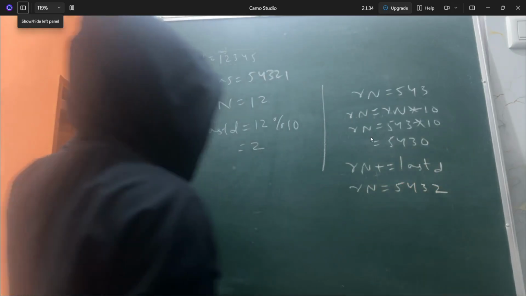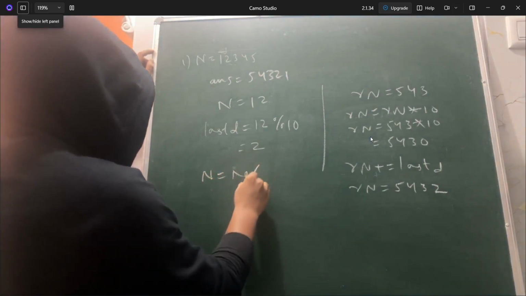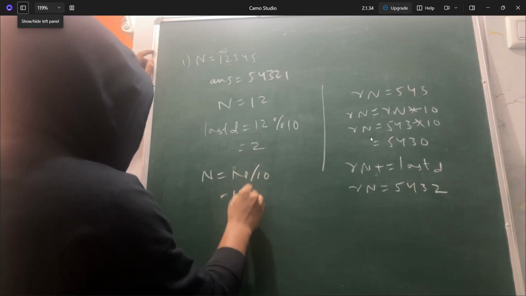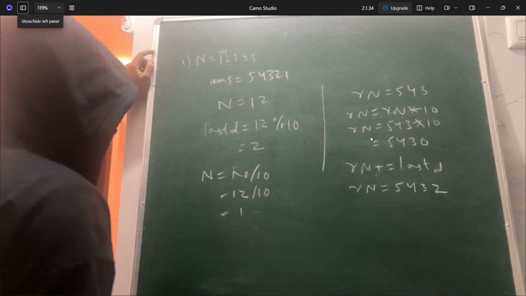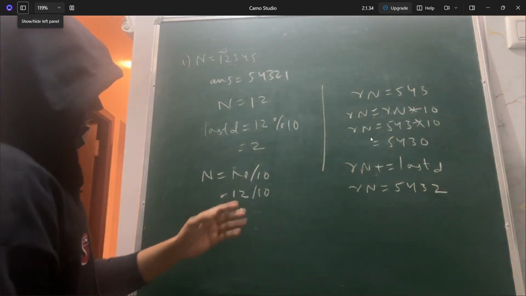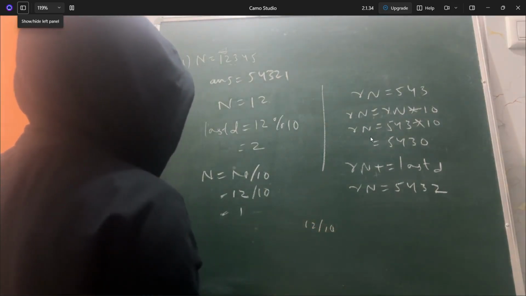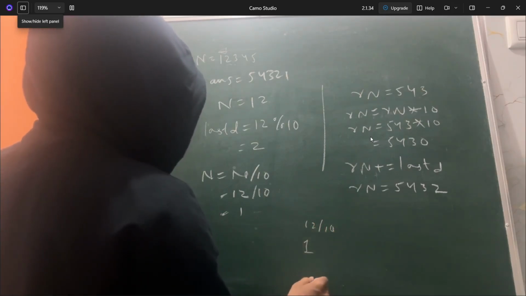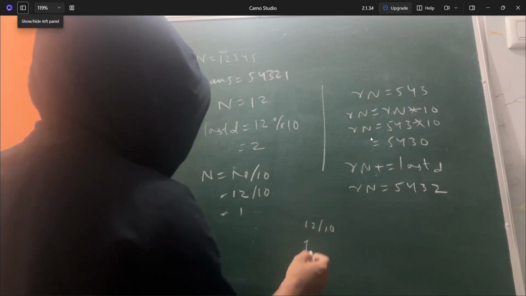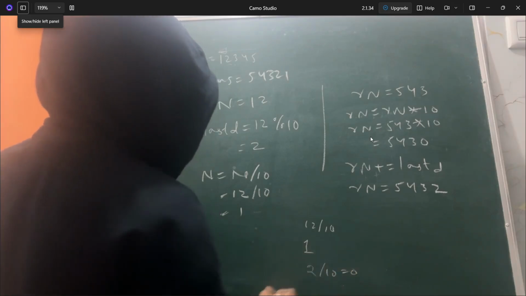5432. Got it? And you'll have to do n is equal to n divided by 10. Right now we have n is 12 divided by 10. If you do that, it will give you 1. How will 12 divided by 10 happen in integer division? 10 divides 12 one time, and 2 will be the remainder. So 2 divided by 10 means it will be 0 in integer.